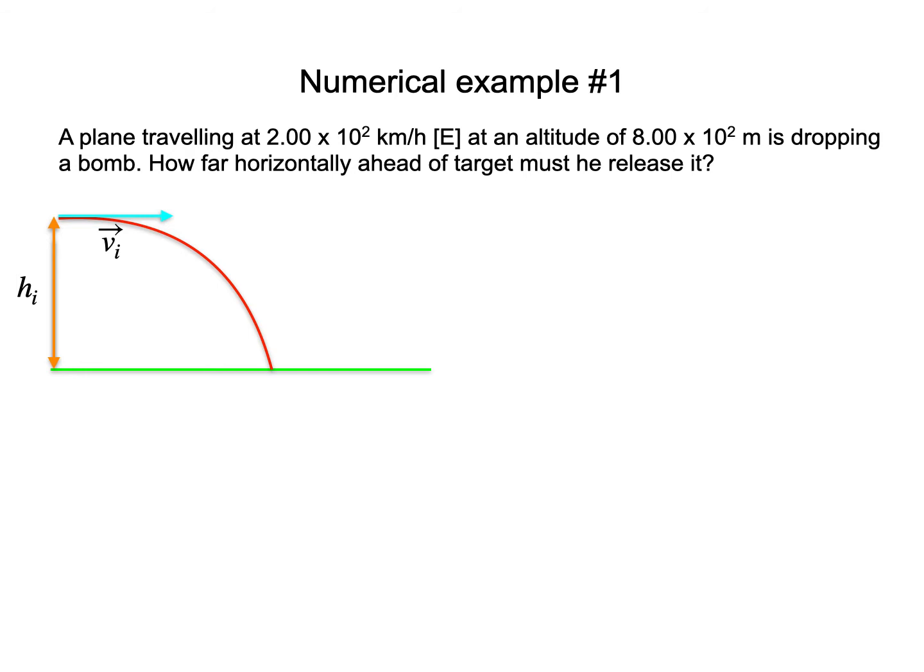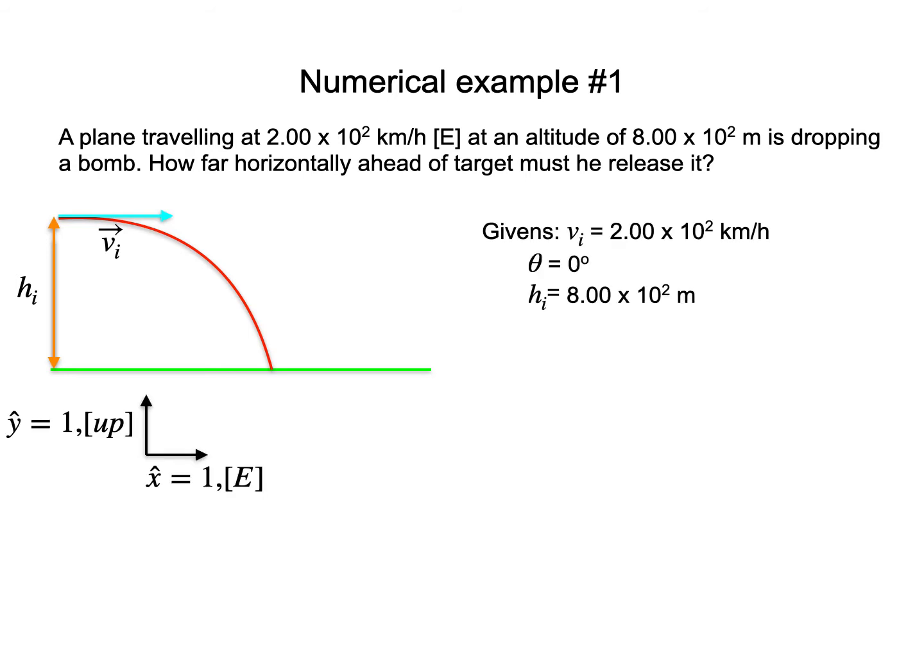We will use the same reference directions as discussed in the previous lecture. The givens are the initial speed, the angle that the initial velocity makes with the horizontal, and the initial height of the bomb. We are looking for the horizontal component of the displacement, which is given through this equation. Since in this example the initial velocity is horizontal and cos of 0 is 1, this equation can be simplified to this. We need to express delta t in terms of our givens.